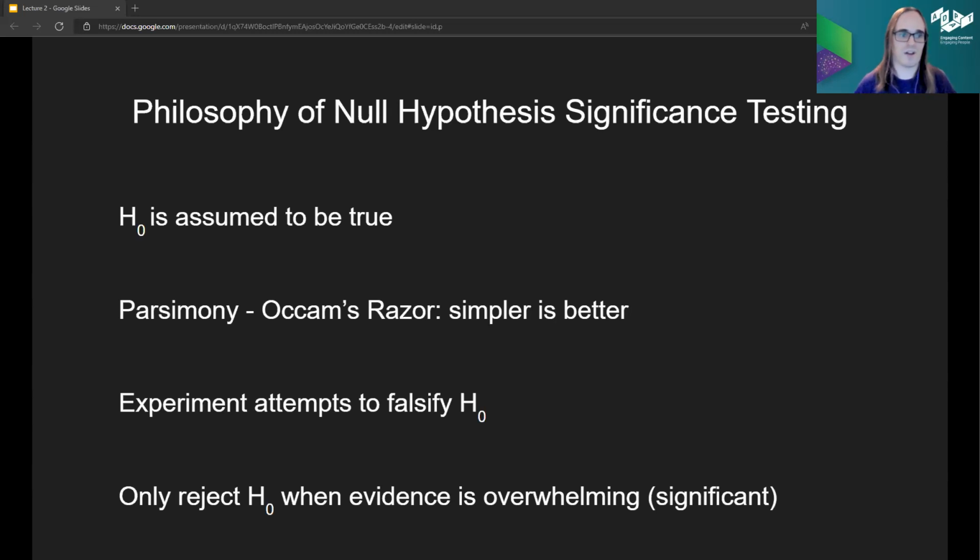So we use null hypothesis significance testing. We test against the null because we always assume that the null is right. It's simplest to just assume that the world doesn't have any of these complex relationships, that our hypotheses are wrong. And it would take a lot of evidence to change that simple view of the world, because a simple view is easy, because a simple view is the best.